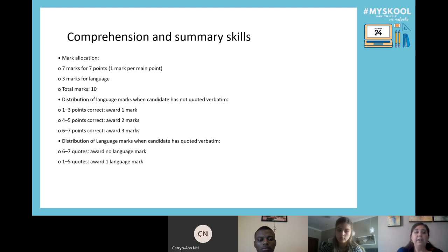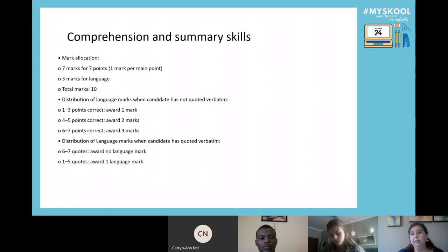Okay, now let's have a look at the mark allocation. First of all, your facts. You must have 7 points, 1 mark per main point. That's easy enough, hey? Then you get 3 marks for language. If you didn't quote, okay, each quote that you use will cost you a mark. And that you didn't make language errors.